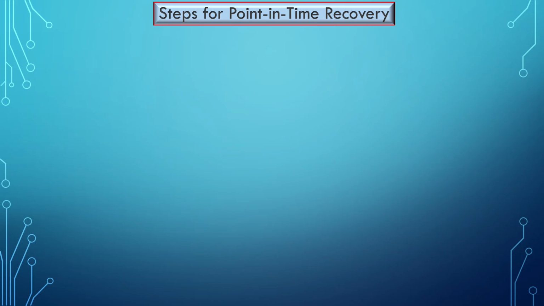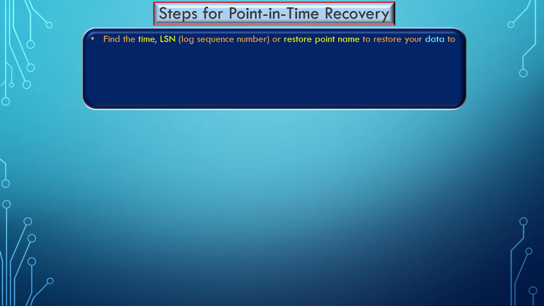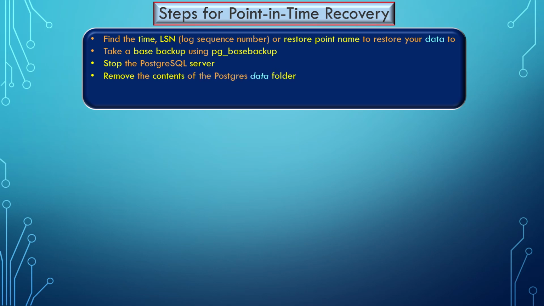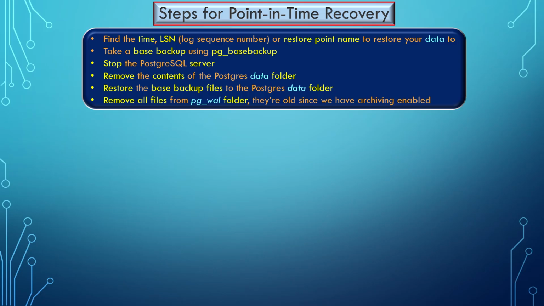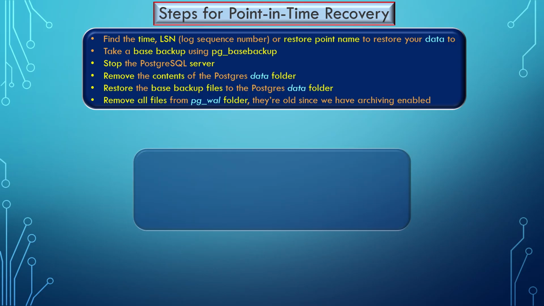The following are the steps for performing a point-in-time recovery. First, find the time, log sequence number, or the restore point name to restore your data to. Then take a base backup using pg_basebackup. Stop the PostgreSQL server. Remove the contents of the Postgres data folder, then restore the base backup files to the Postgres data folder, and remove all files from the pg_wal folder. They are considered old since we have archiving enabled.